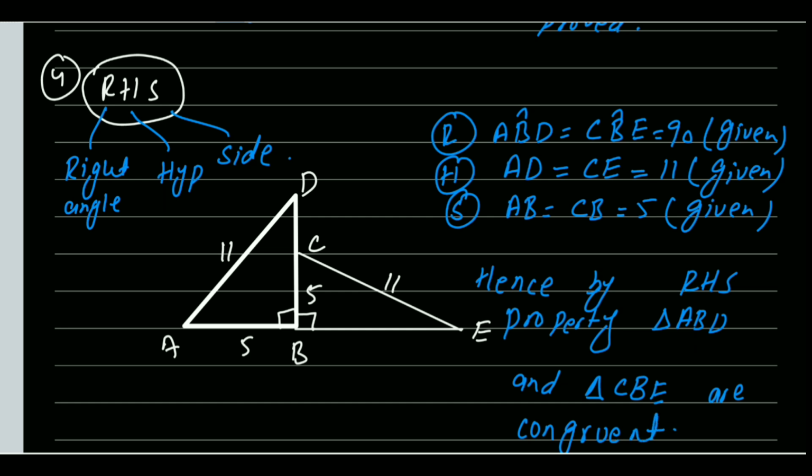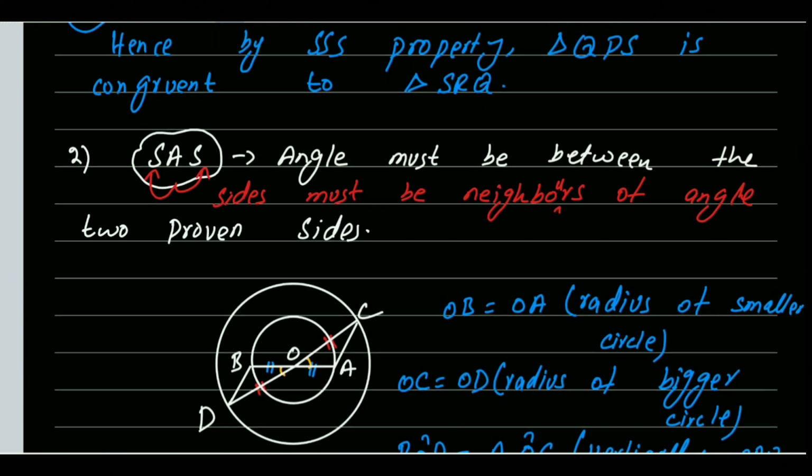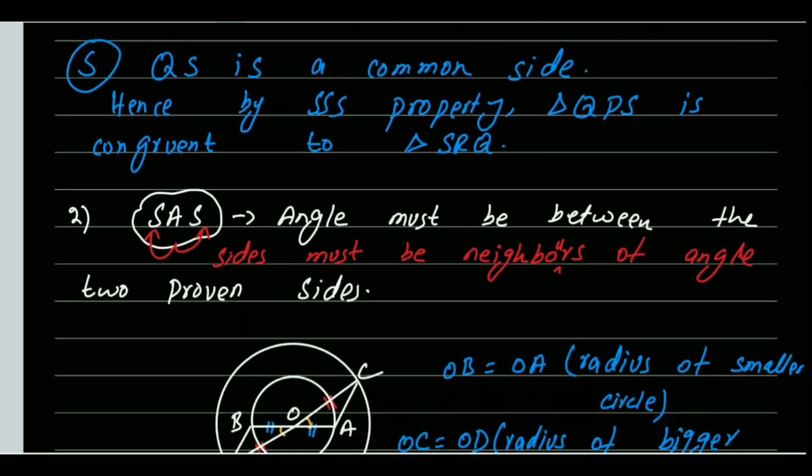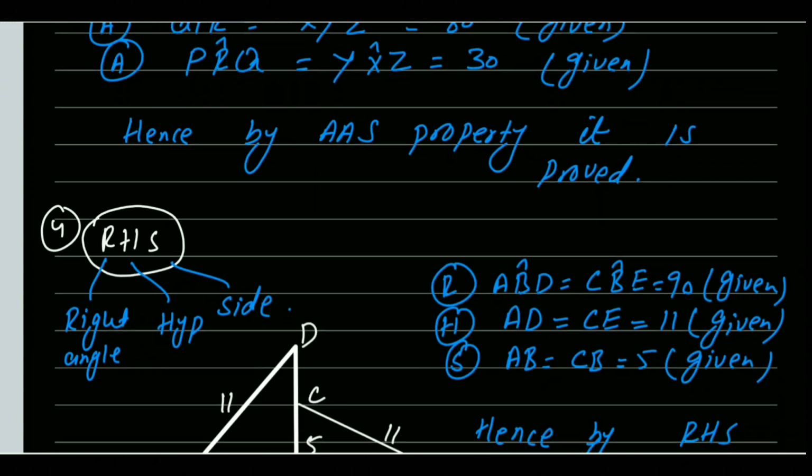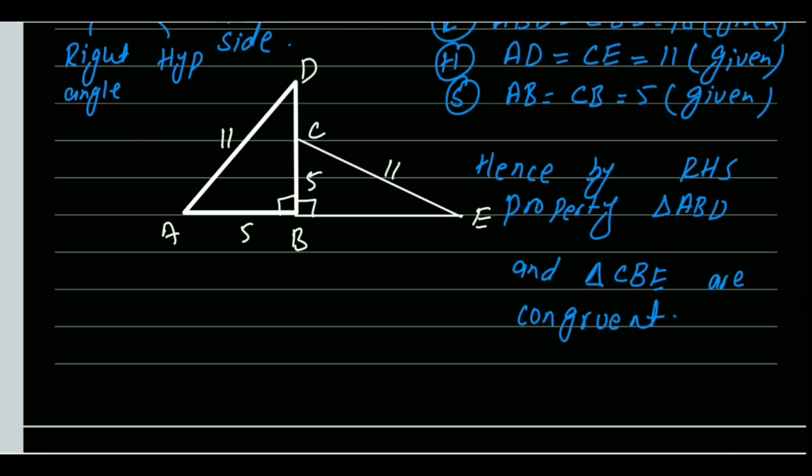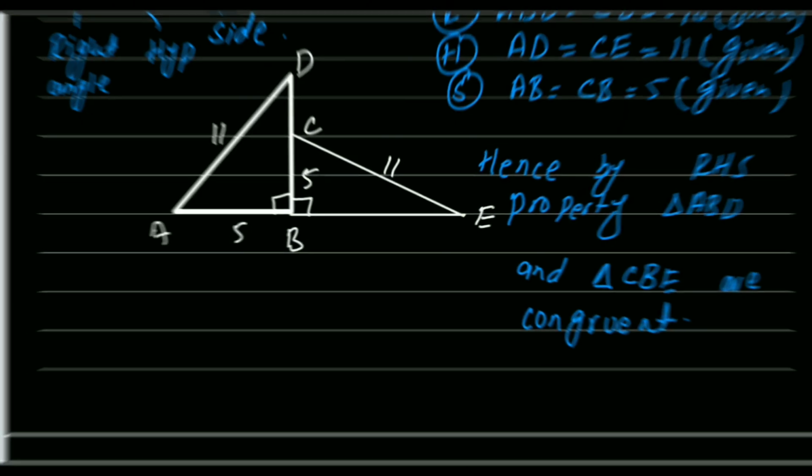So this is the way how you have to prove any two congruent triangles with the help of these four properties: SSS, SAS, AAS, and RHS. So now we will solve some past paper questions of this topic.